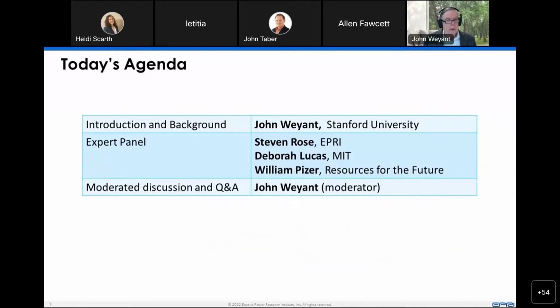So our illustrious panel today, and I'm totally excited. I think this group has probably done a fair share of the new thinking and new work since the book we edited in 1999. It consists of Steve Rose from the Electric Power Research Institute, our host here today, Deborah Lucas from MIT, and Billy Pizer from Resources for the Future. These people are well known to you. I'll do a bit more of a formal introduction in a few more slides.